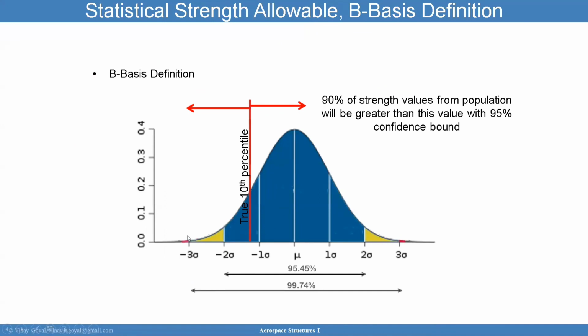More clearly stated here, if I have a Gaussian distribution, the normal distribution, is a good representation of my data. The average is here. I calculate the standard deviation, and the B basis will be somewhere there. And so the 90% of strength values from population will be greater than this value with 95% confidence. Now, this 10th percentile should go more to the left, so this kind of got messed up, but that's fine. My point is I'm just trying to explain what it looks like physically.